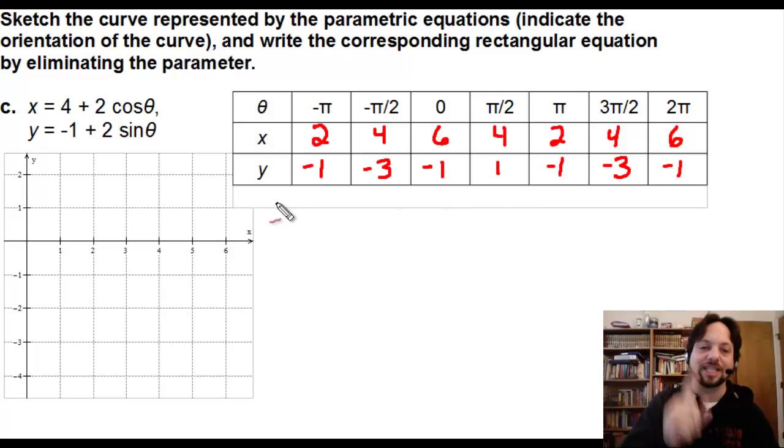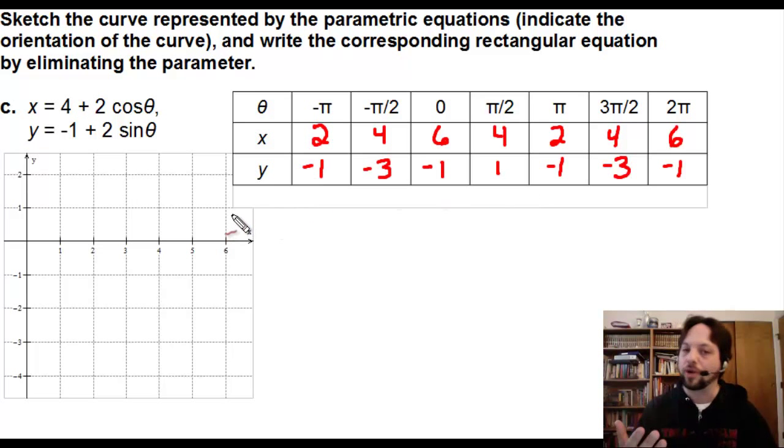Let's go ahead and plot these in a time-wise fashion. Even though our parameter is not time, we still have to go in a specific order so that we keep the orientation. We'll start at 2, negative 1, as indicated when theta is negative pi, and we'll move up, 4, negative 3. We'll go here, then we'll have 6, negative 1, 4, 1, 2, negative 1, 4, negative 3, and it looks to me like we're going to be going in a circle.